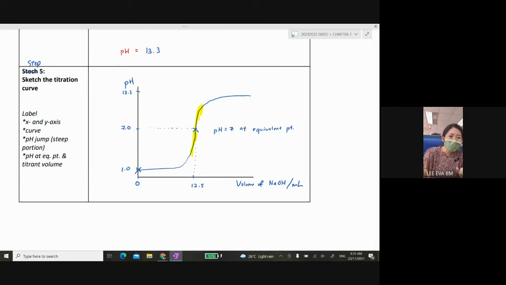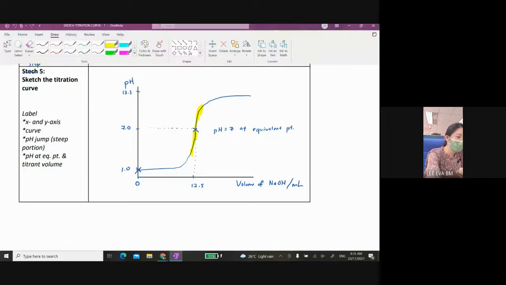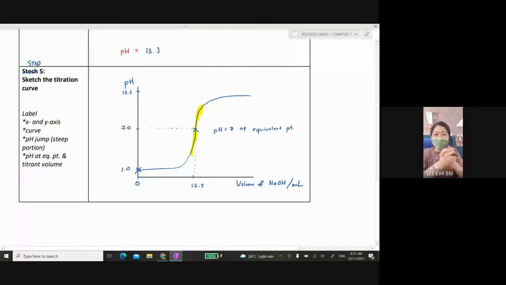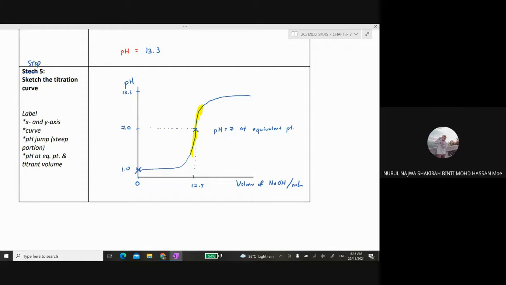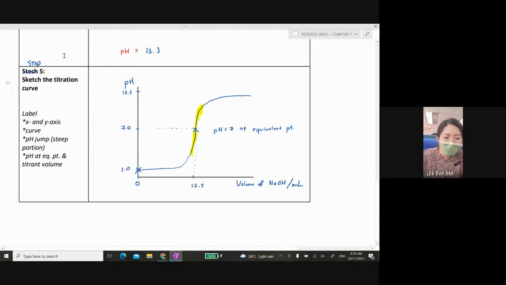Is everyone getting it? You get the idea? Yes, madam. Boleh ikut. Okay. So now we try: without calculations, can you identify the curve or not?